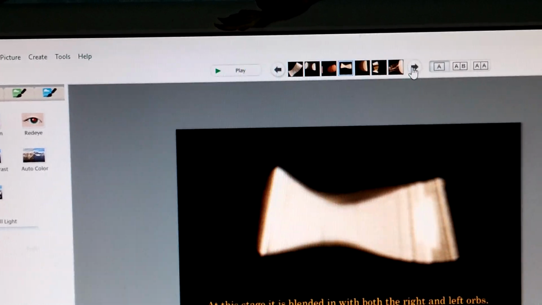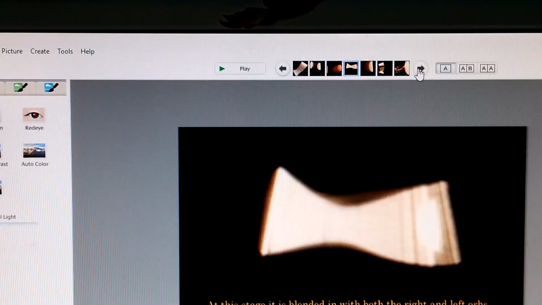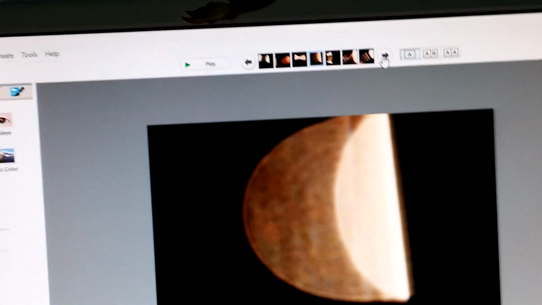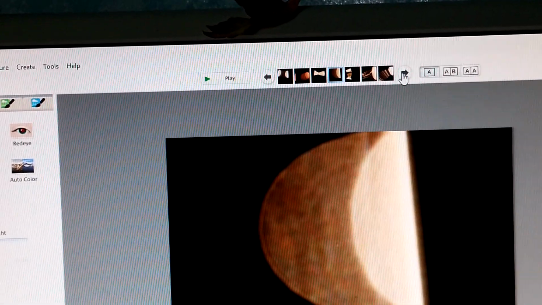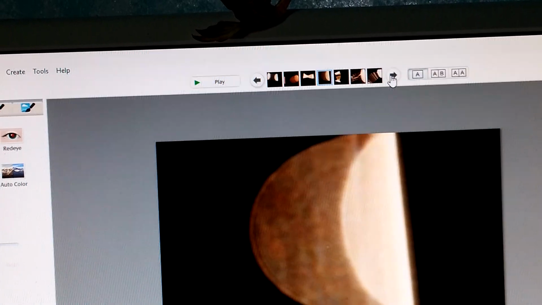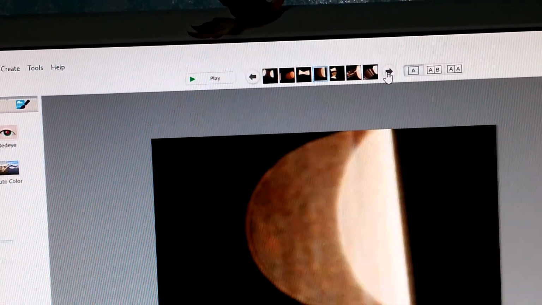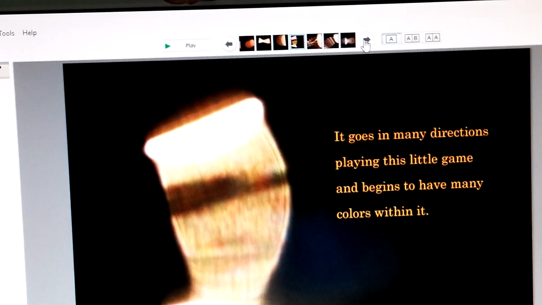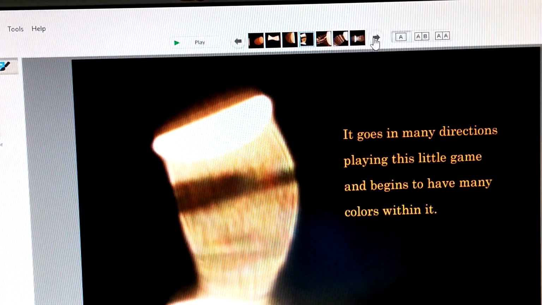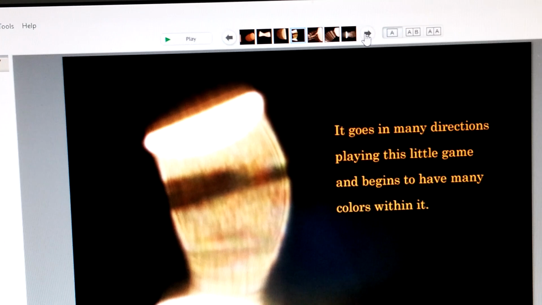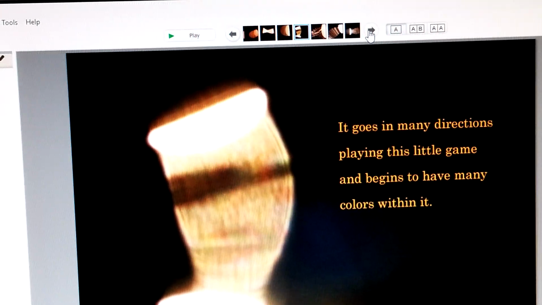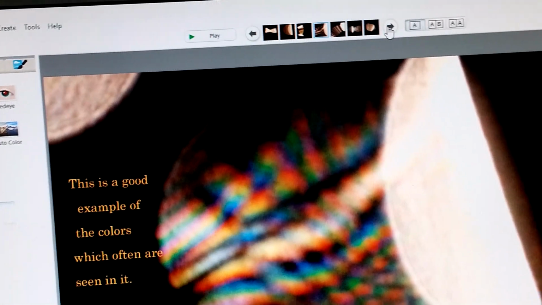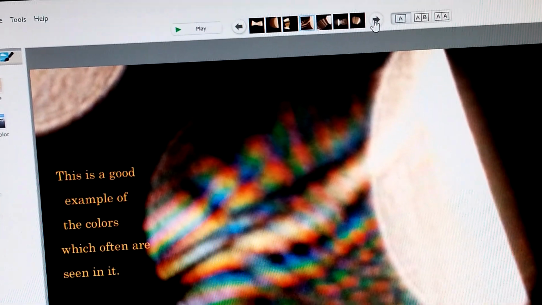At this stage, it is blended in with both the right and the left. I, the one viewing this through my camera screen, can toss it back and forth and see it also like this. It goes in many directions, playing this little game, and begins to have many colors within it. This is a good example of the colors which often are seen in it.